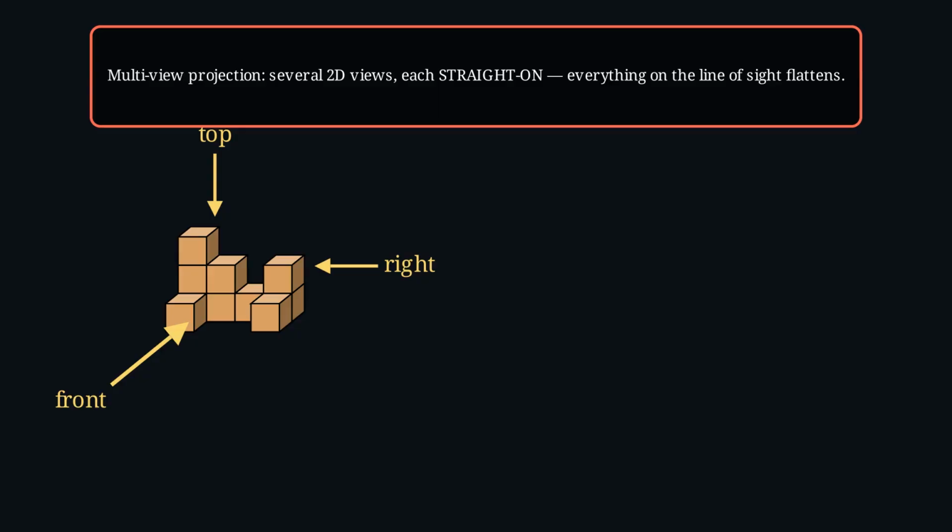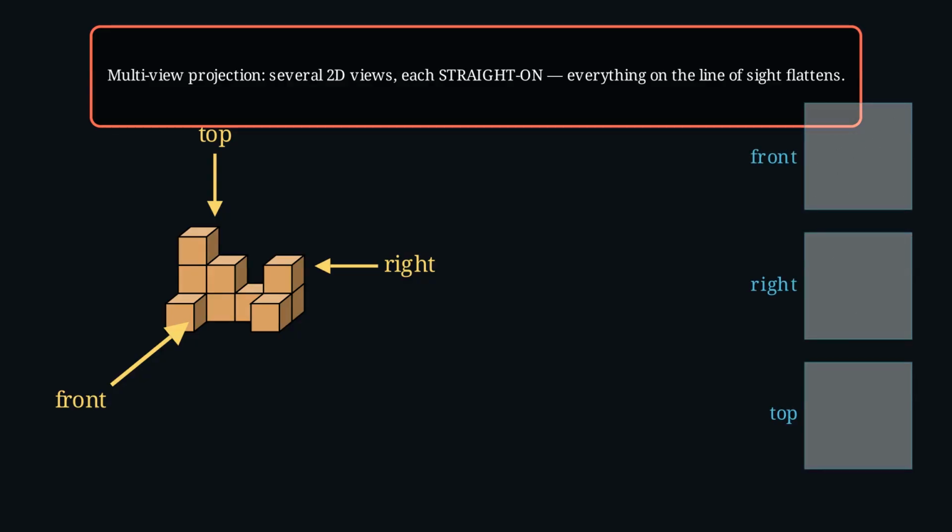A multi-view projection shows a 3D shape with several 2D drawings, each looking straight on from its own direction, so everything along the line of sight flattens onto one flat grid. Read together, the three views give heights, widths, and depths.